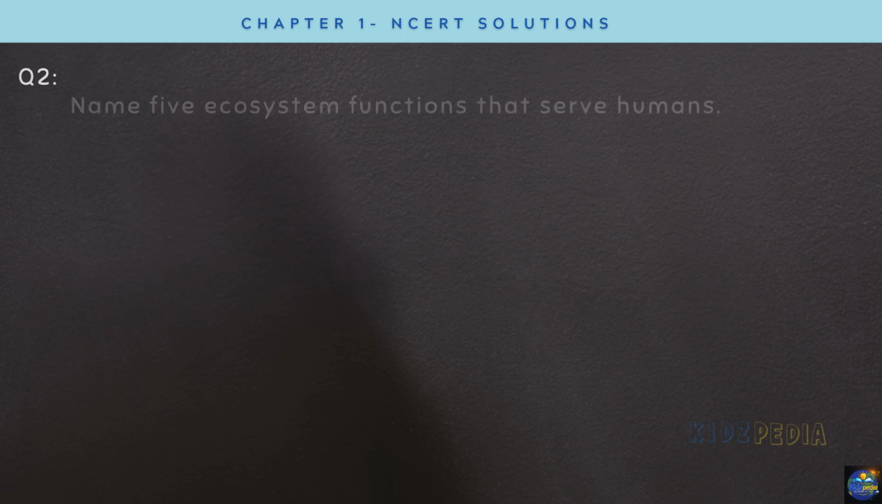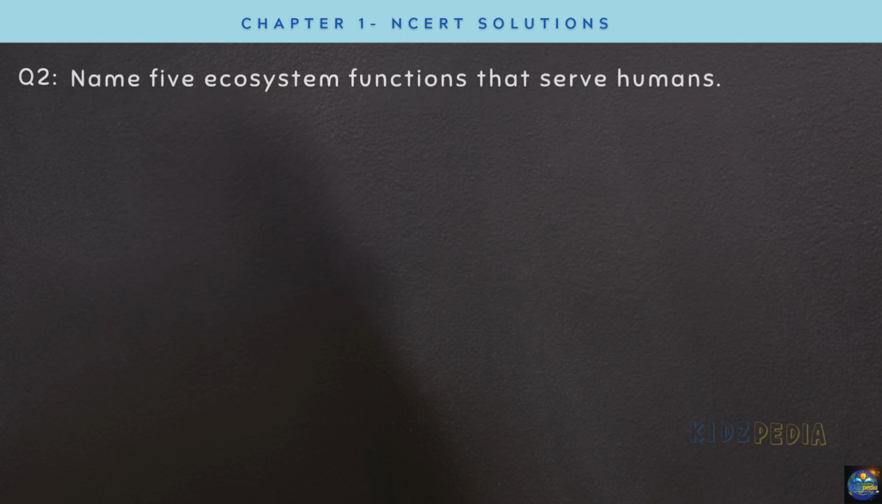Second question. Name 5 ecosystem functions that serve humans. So, you need to identify how ecosystems naturally help humans. An ecosystem function means the natural processes performed by ecosystems like forests, rivers, soil, oceans that keep life going. Think of ecosystems as a life support system for Earth.